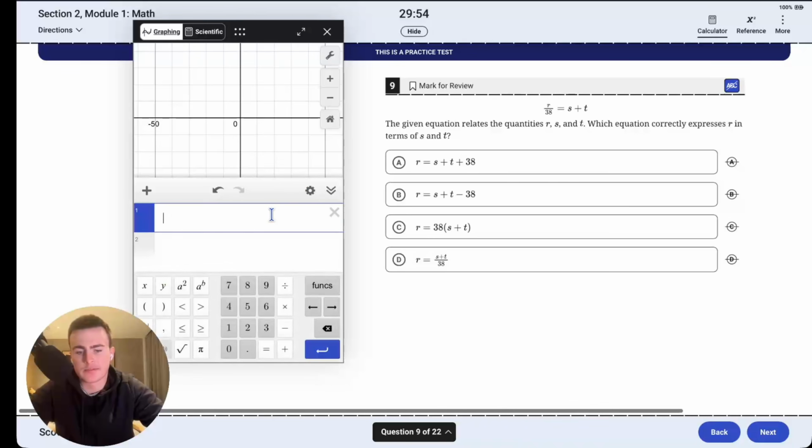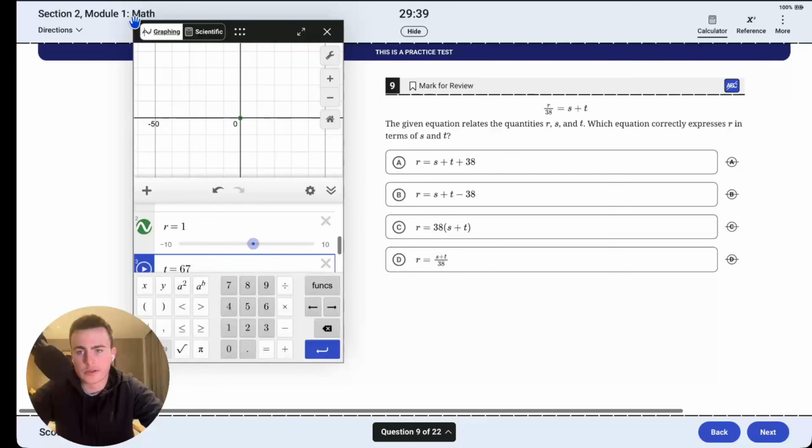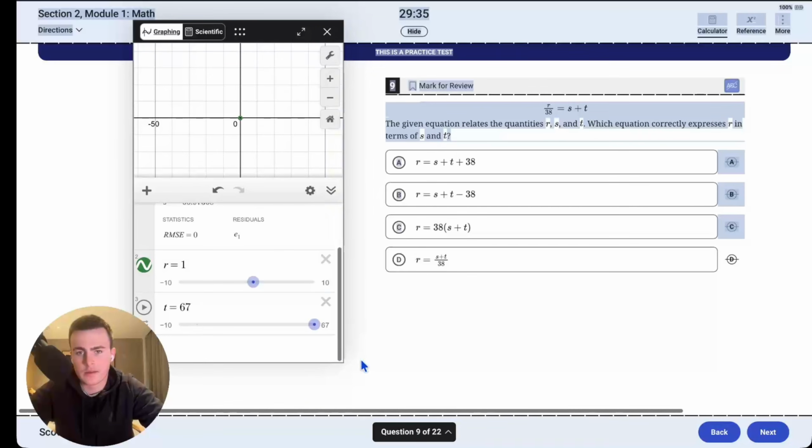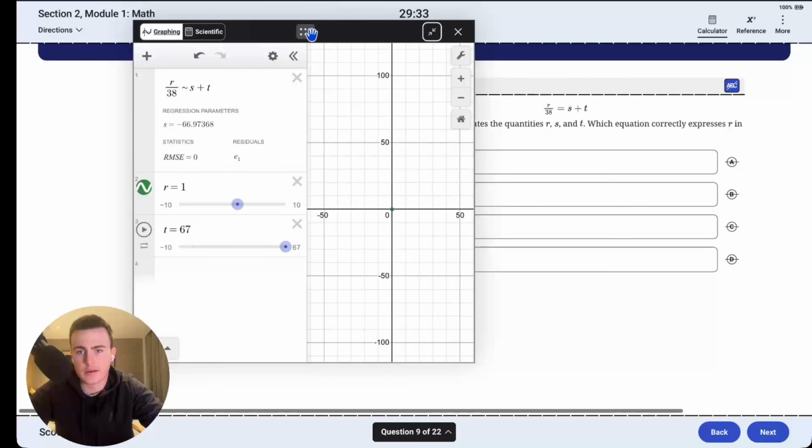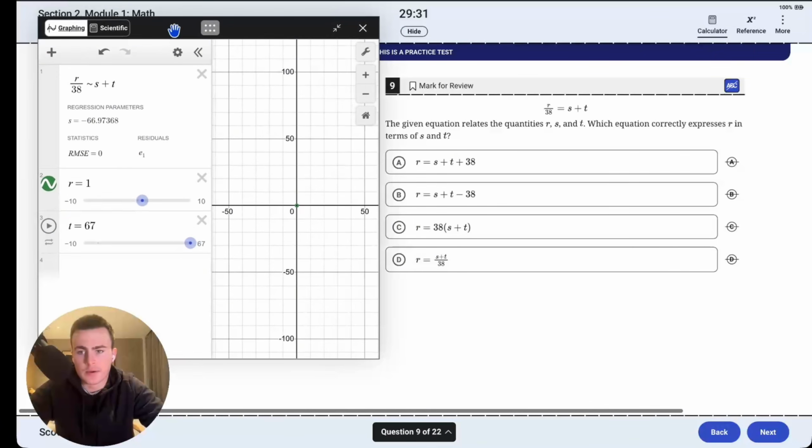I always do the same process for these, no matter how easy they are. Just put a tilde in, and then we'll say R equals 1 or something. Doesn't really matter what it is. We'll say T is like 6, 7. Doesn't matter. And then which expresses R in terms of S and T. Let me make this a little bigger for you guys. Can I? I can't make this bigger. Oh, there we go. Perfect. So we have this. R is 1. So you just plug all of these in and see which one is equal to 1.